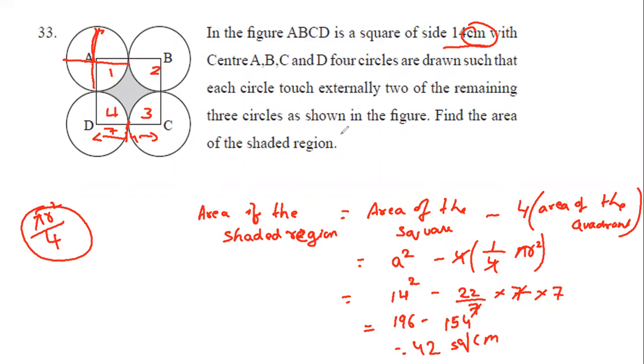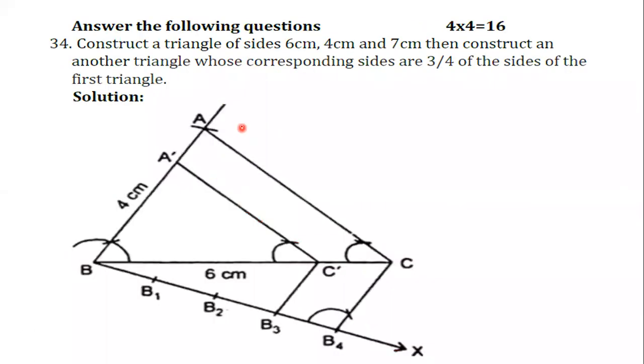Next question. From the 34th question, this is a 4 marks question. 4 marks questions start from the 34th. So this is also very important. In every question paper, they have got to construct the triangle. So construct a triangle of sides 6 centimeter, 4 centimeter, and 7 centimeter. Then construct another triangle whose corresponding sides are 3 by 4 of the sides of the first triangle.